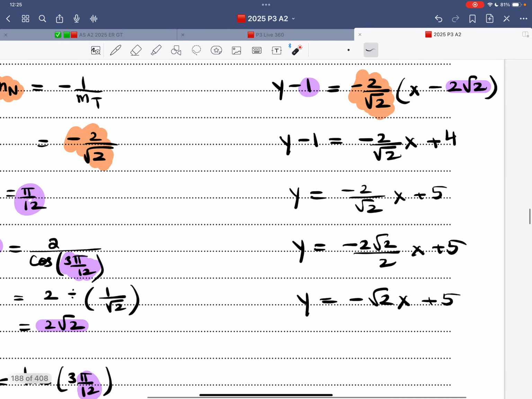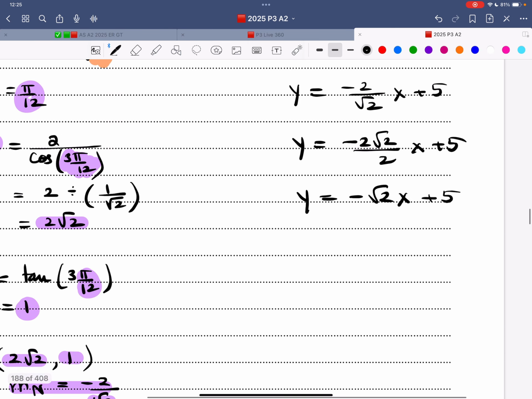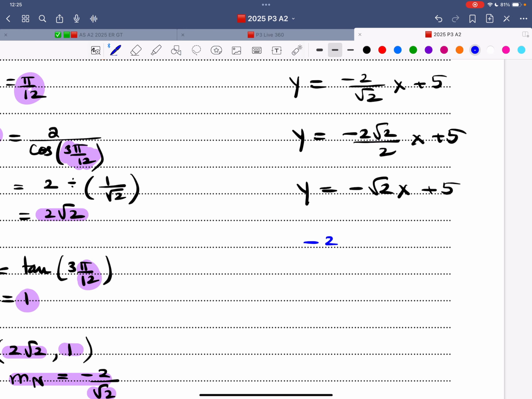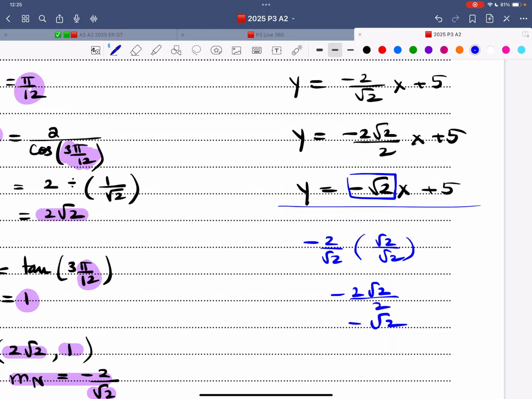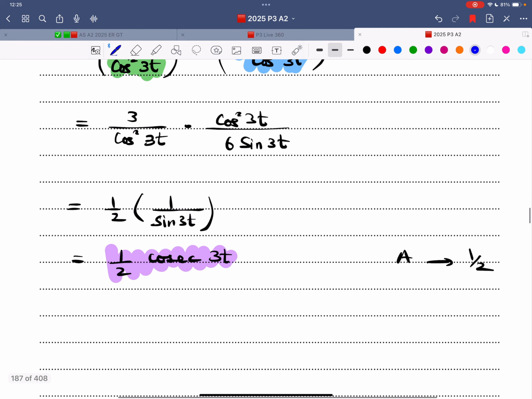So therefore, I rationalize this thing by multiplying and dividing by root 2. So let me show you the working over here. Minus 2 over root 2 multiply by root 2 multiply by root 2. That is minus 2 root 2 over 2. That is minus root 2. So this is what you are getting over here, and that is the final answer. So now this thing is done.